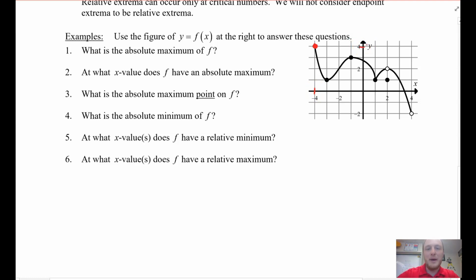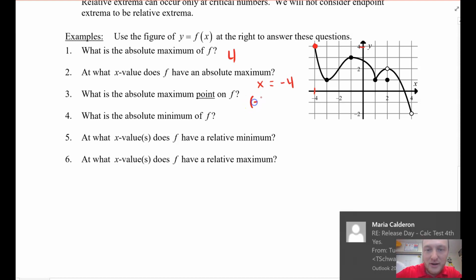So when they say the absolute maximum of f, they want the largest y value of f, okay? So you're going to say here 4. That is the absolute max of f. Okay, question 2. At what x value does f have an absolute maximum? Well, we just identified that point, and that occurs at x equals -4. Okay, easy enough. Question 3, what is the absolute maximum point on f? Okay, so they want a point, so we just write it as an ordered pair, (-4, 4).